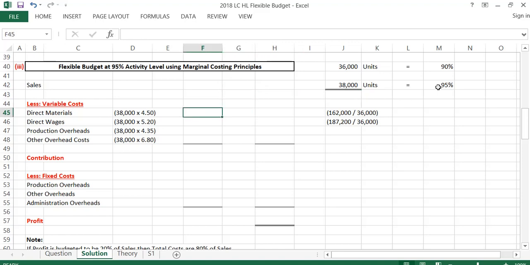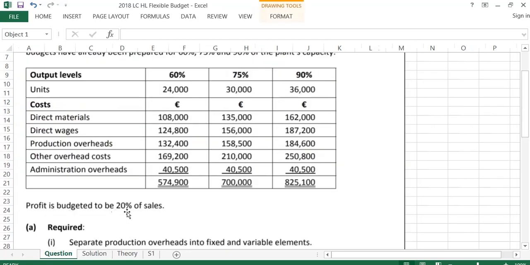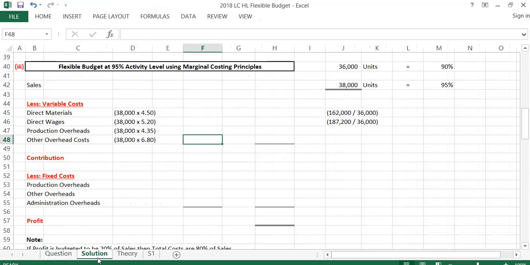So now, again, I won't know my sales for a minute. I'll come back to my sales in a minute. I'm going to fill in all the total costs first, because in the question, it says that profit is budgeted to be 20% of sales. So if profit is 20% of sales, then my total costs must be 80% of sales. So if I work out my total costs, then I'll be able to work out my sales.